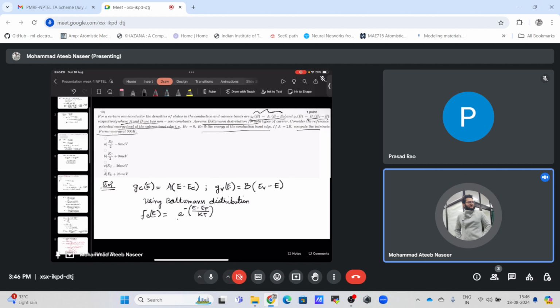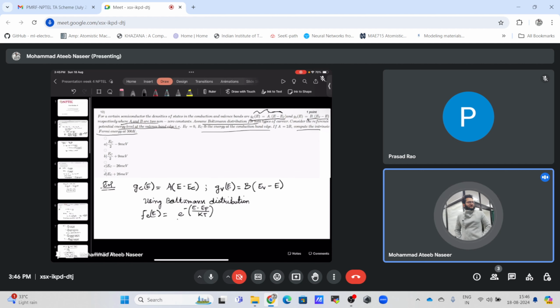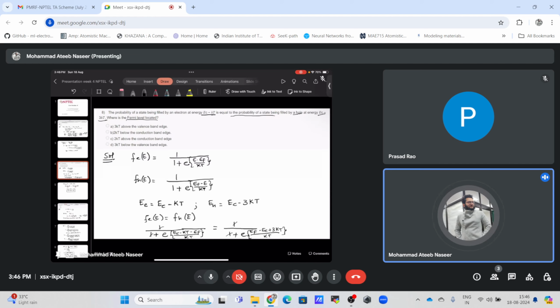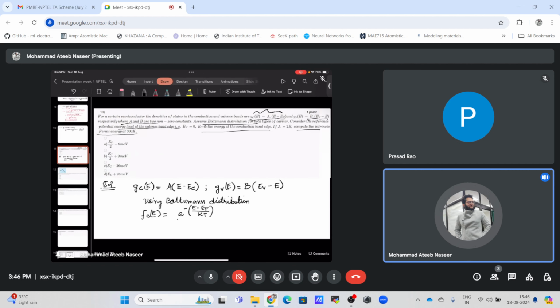Let's go to the previous problem. Here, whenever E minus EF is much greater than 3 kT, we can safely ignore this one, and the exponential will simply be exponential of minus E minus EF by kT. The probability of occupation will now be given by the Boltzmann distribution for that case. That's what we have done.